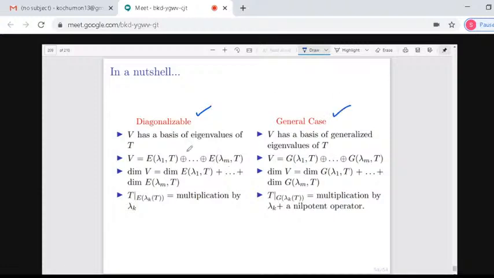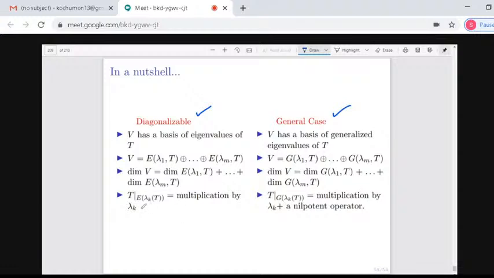Consider, when T is diagonalizable, we see that V has a basis of eigenvectors of T. In the general case, we know that V has a basis of generalized eigenvectors of T. In the diagonalizable case, V is the direct sum of eigenspaces. If it is not diagonalizable, in general, we get that V is the direct sum of generalized eigenspaces. Now, dimension of V is what? Dimension of V is the sum of the dimensions of eigenspaces in the diagonalizable case. In the general case, we get the sum of the dimensions of generalized eigenspaces.